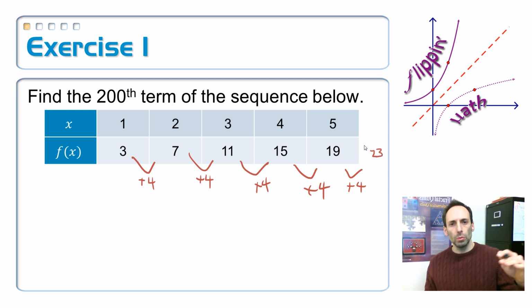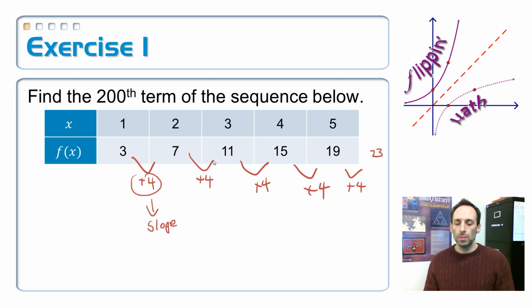But do I, again, want to keep going and keep going? The answer is no. It's increasing by 4 each time. We're going to see that what that means is that's a linear function. And this 4 here is the same thing as the slope. So maybe it's just 4 times 200. Maybe that's what the answer is.